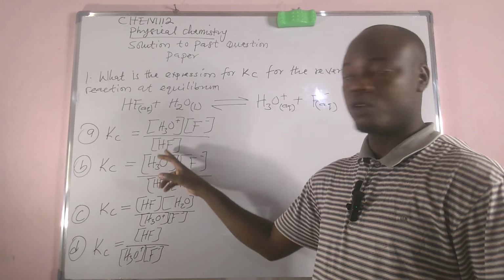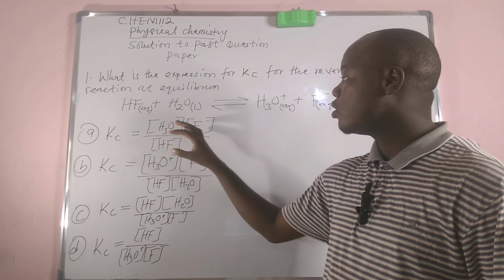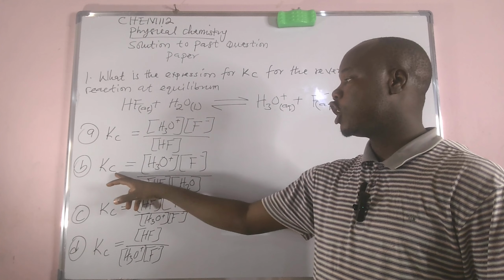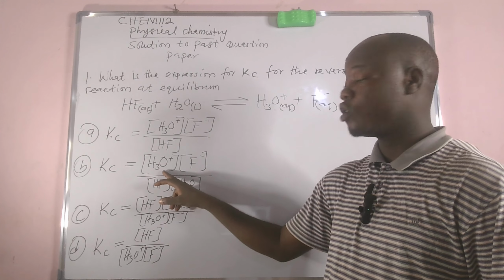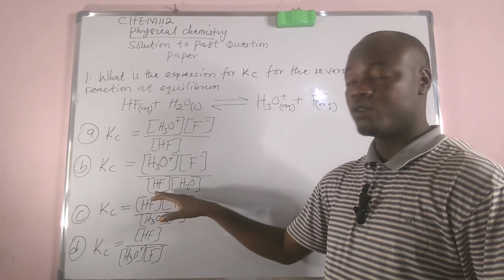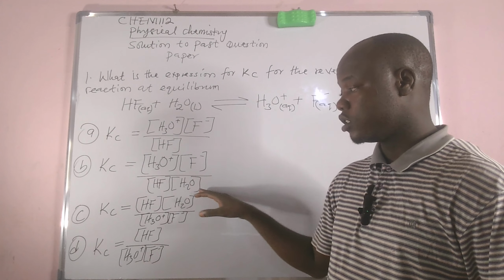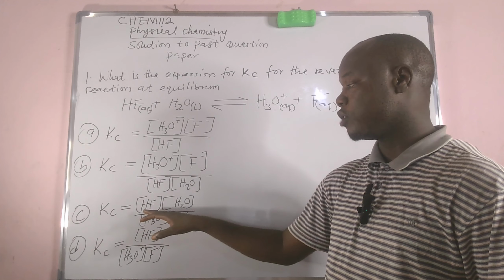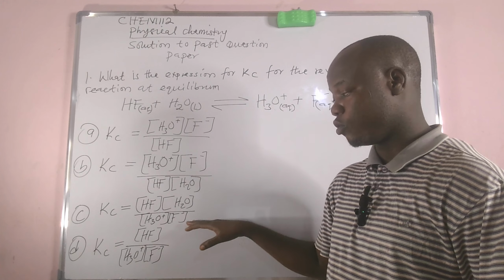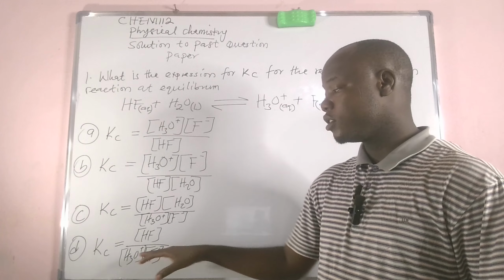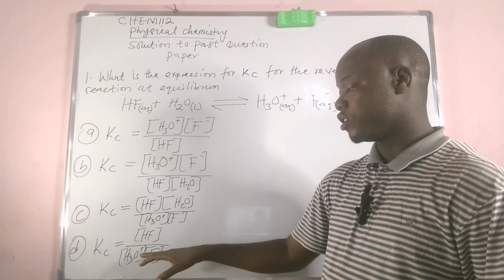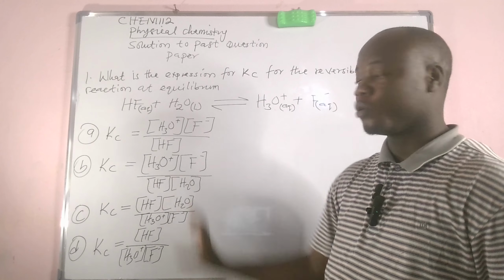Option A, Kc is equal to the concentration of hydroxonium ion times the concentration of fluoride ion divided by the concentration of HF. Option B, hydroxonium ion concentration times fluoride concentration divided by the concentration of hydrogen fluoride times water. Option C is HF concentration times water concentration divided by hydroxonium ion concentration times fluoride concentration. Option D, hydrogen fluoride concentration divided by hydroxonium ion concentration and fluoride ion. So these are the options.